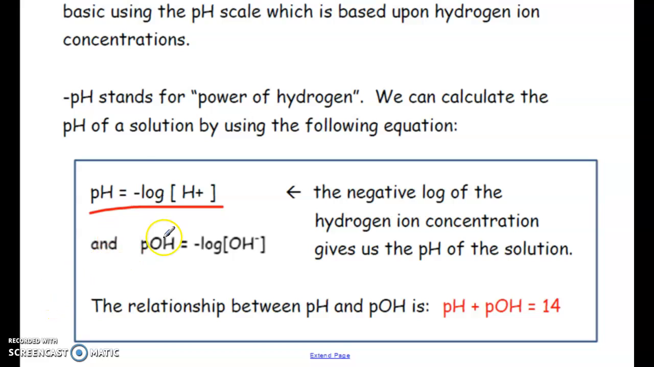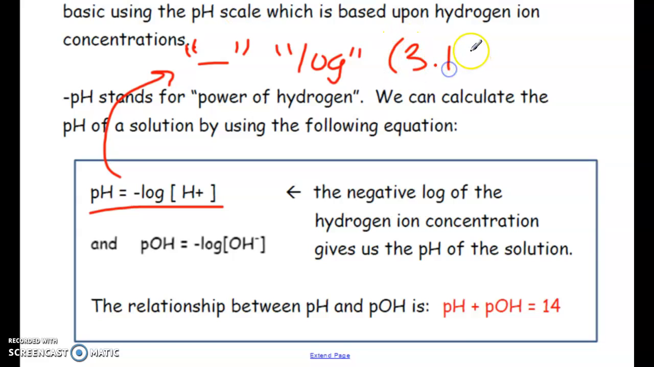Okay, so let's just do a quick example to see if you know how to put this in. So let's say we had a concentration of, well, let's put this in our calculator. So you would put negative, then you would do the log button. Okay, and let's do 3.1 times 10 to the negative 8. Okay, so in your calculator, make sure you're putting this in brackets. Bracket 3.1 times 10 to the negative 8, close your bracket. If you don't do that, you will only take the log of 3.1. You need this entire number.